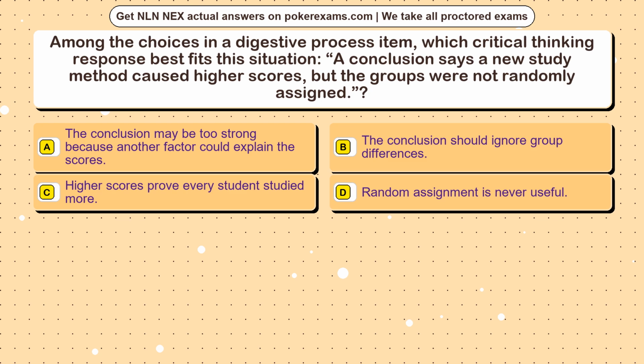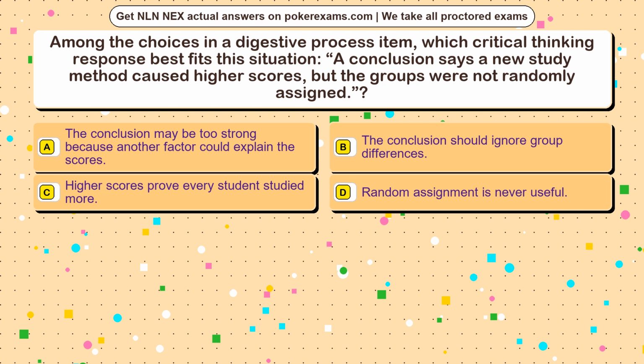Question 15. Among the choices in a digestive process item, which critical thinking response best fits this situation? A conclusion says a new study method caused higher scores, but the groups were not randomly assigned. Option A. The conclusion may be too strong because another factor could explain the scores. Option B. The conclusion should ignore group differences. Option C. Higher scores prove every student studied more. Option D. Random assignment is never useful.